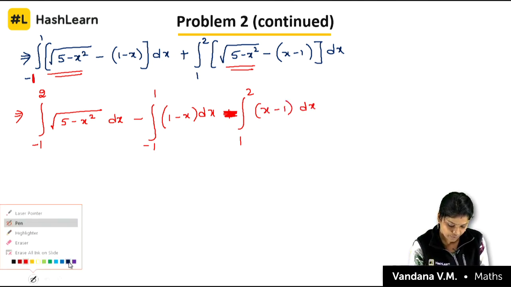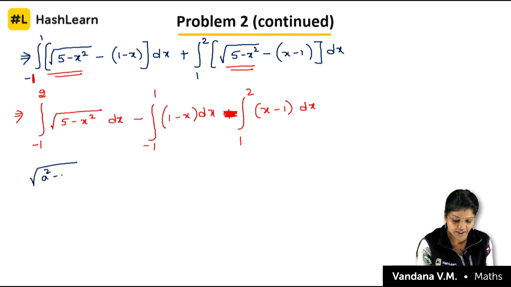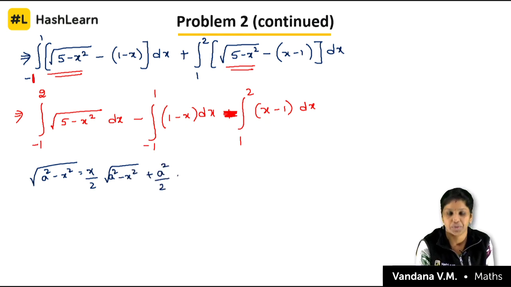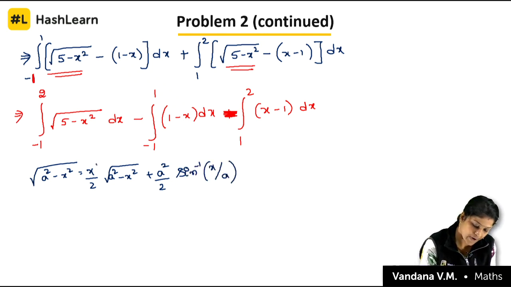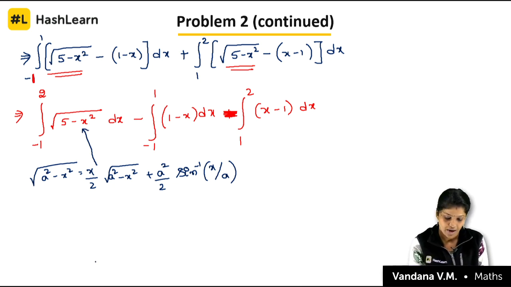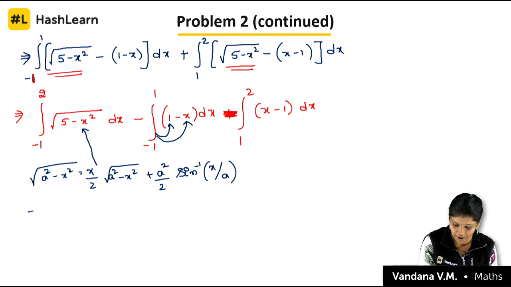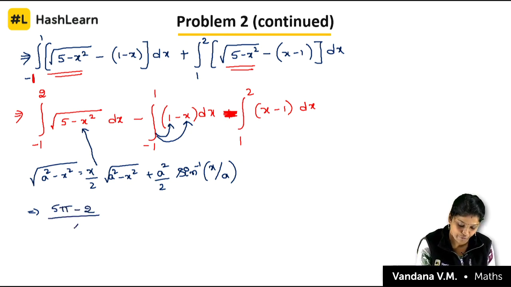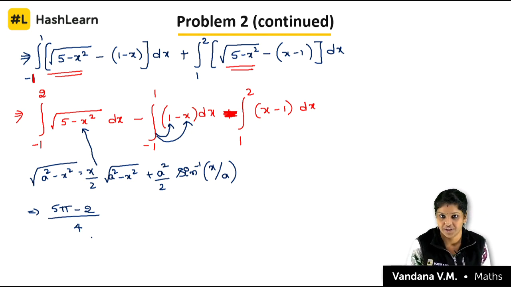We know the formula for this, root of a square minus x square is x by 2 root of a square minus x square plus a square by 2 into sin inverse of x by a. So, we have to apply the formula like this, and you know how to integrate. Integral 1 is x, integral x is x square by 2, and apply the upper limit and lower limit. You should get the value as 5 pi minus 2 by 4. Later you can verify this. Okay children?